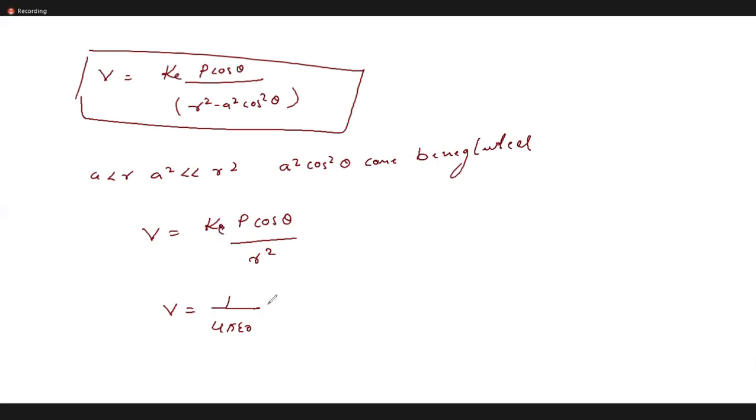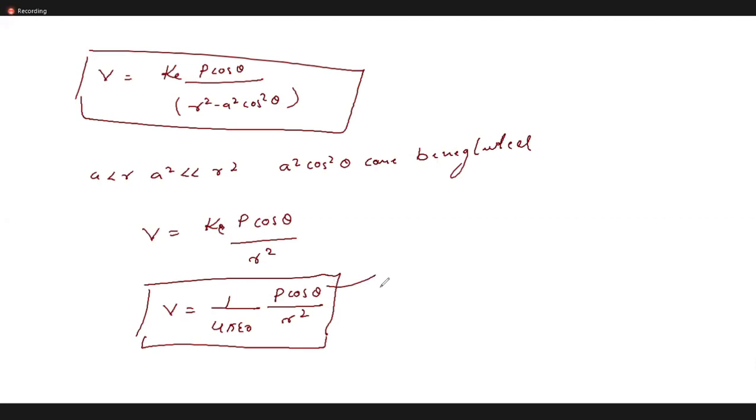Okay, 1 by 4 pi epsilon naught p cos theta divided by r square. So this is when the point P lies on the axial line of a dipole, on either side. If it is the negative charge side, when the point P lies on the axial line on the side of the negative charge, then this theta will be 180 degrees.